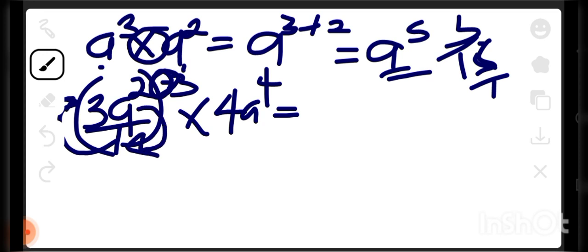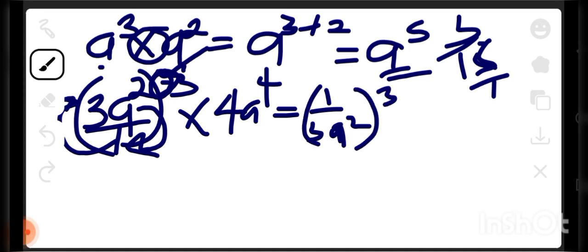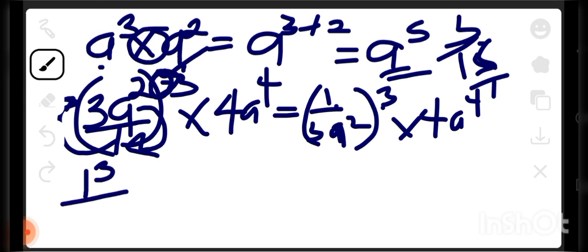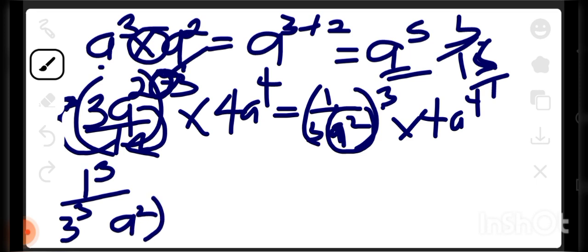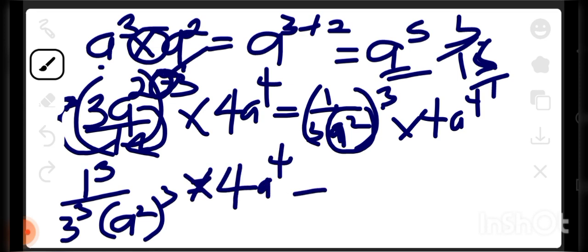So we are going to have 1 over (3a²) raised to power 3. I want to remove this minus sign, that's why I'm doing this. The minus sign will go, times 4a⁴. Then the next thing, this 3 will open this bracket. The 3 will affect this one, 1 raised to power 3. Then it will also affect this other 3, 3 raised to power 3. And it will also affect this one, a² raised to power 3, times 4a⁴. Take note of that.